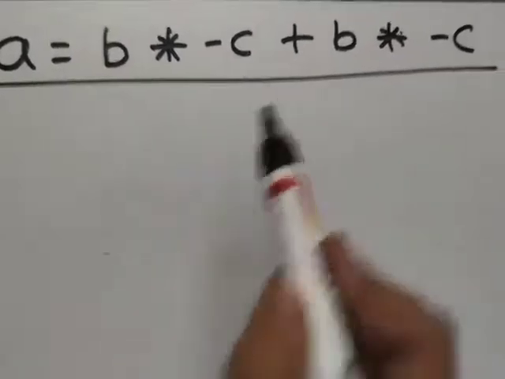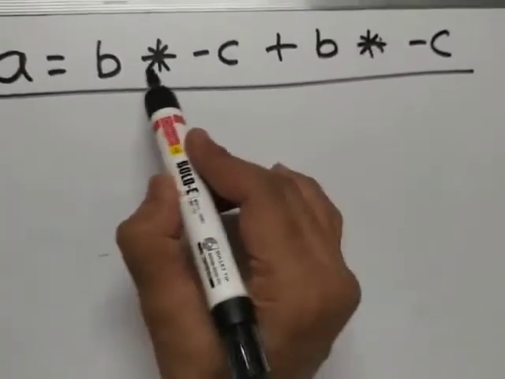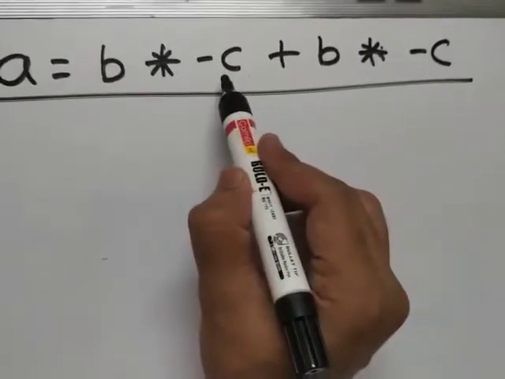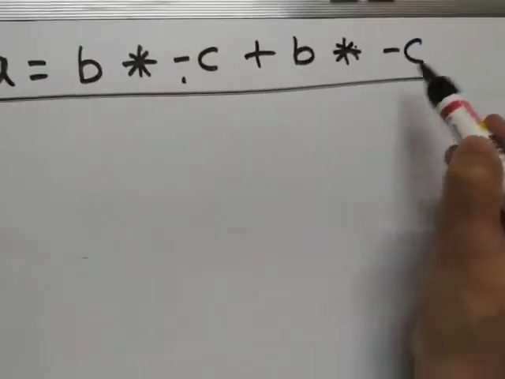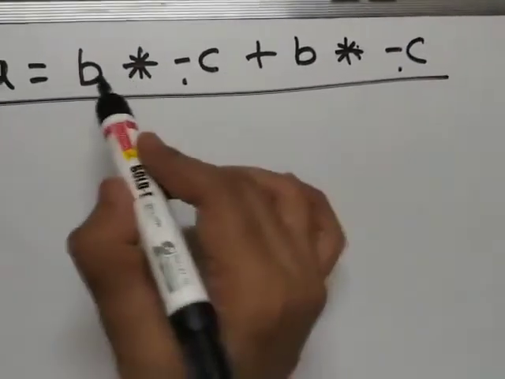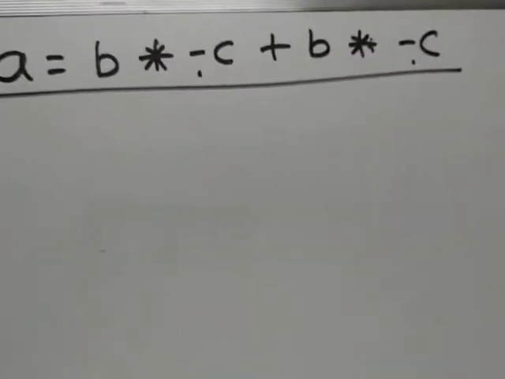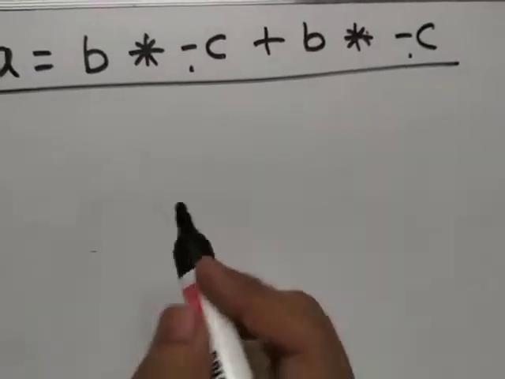First of all, understand the expression. Here you can observe b multiplied by minus c. So this is a unary minus operator. Here also we have a unary minus operator. Unary minus has the highest precedence, so let us evaluate that first.